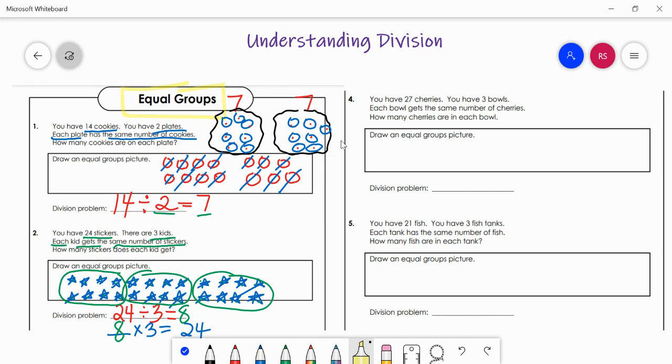I encourage you to go ahead and read number 4, draw it out in your notebook, and think to yourself, what division problem could represent this? If you need to use multiplication to help you with that, please do. Like we had to think about, well, what do I multiply times 3 to get me 24? That's how we discovered how many were going to be inside of each group. Go ahead and use your fact families to help you, and go ahead and try 4 and 5 on your own.